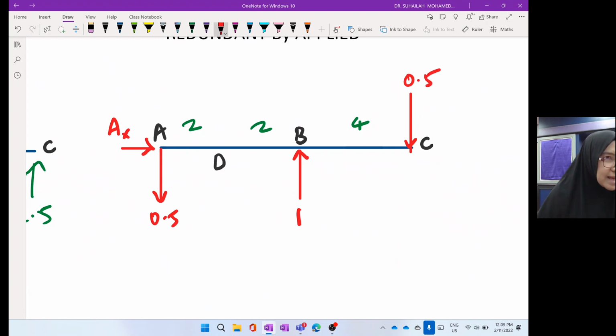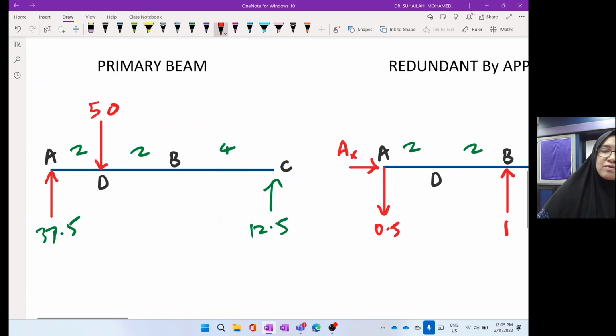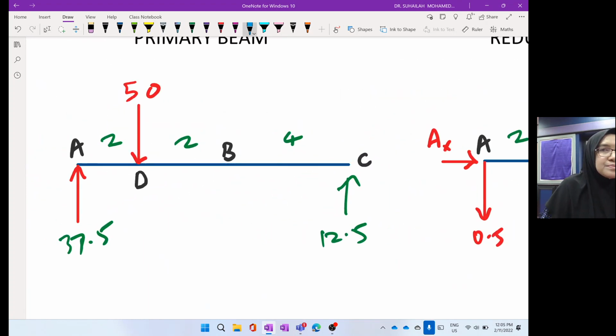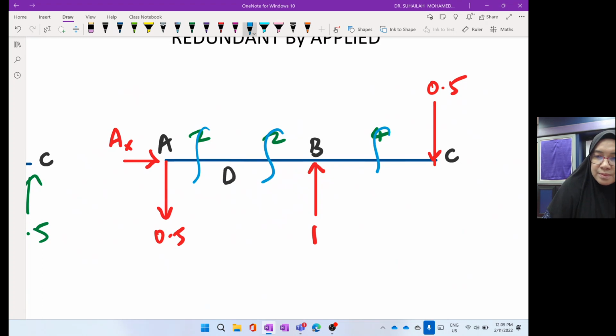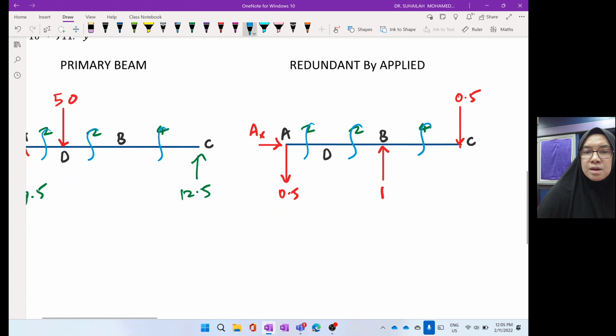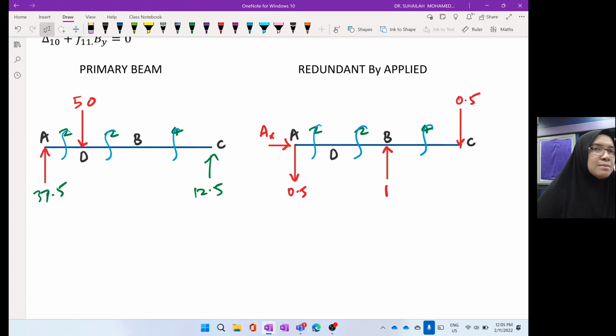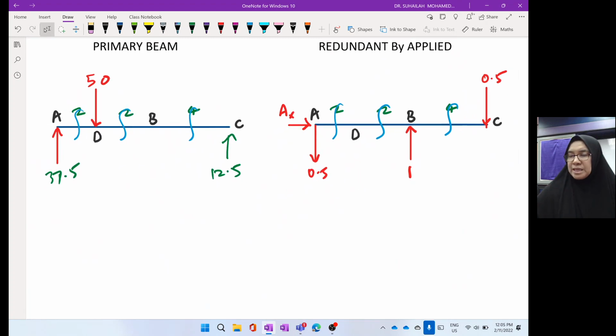Okay, balanced. Now we have to cut sections. How many cutting sections? 1, 2, 3. 3 cutting sections. This means that both the primary and redundant beam must have the same cutting sections. Okay, moment equation.